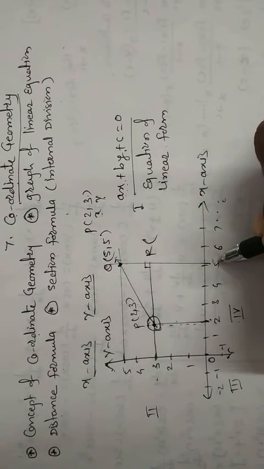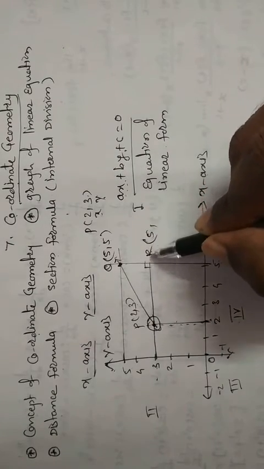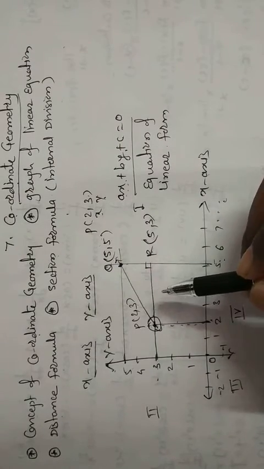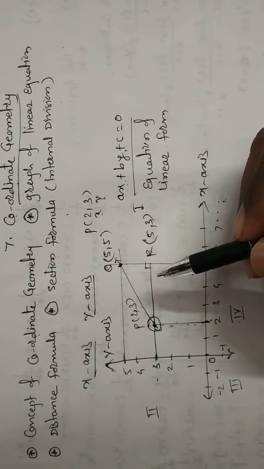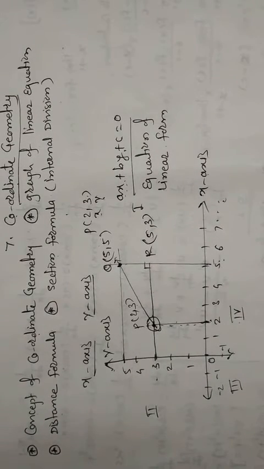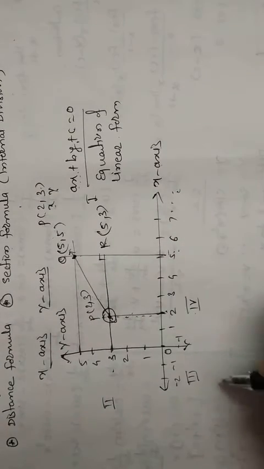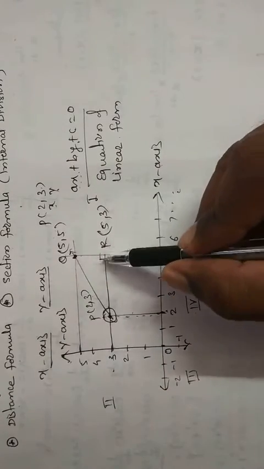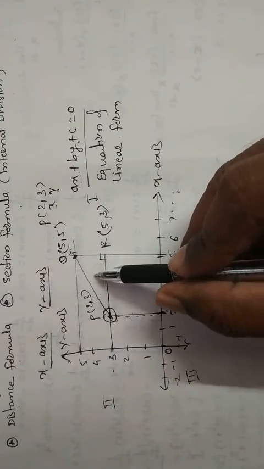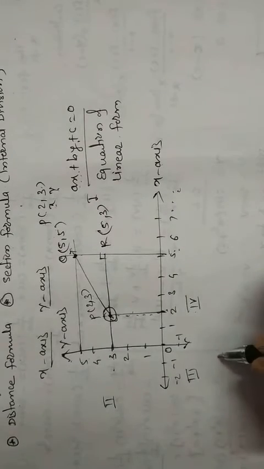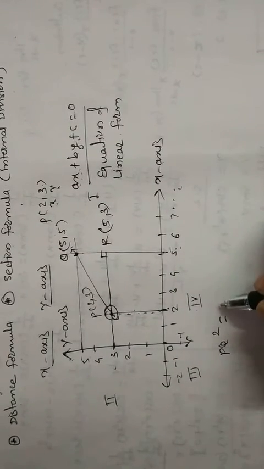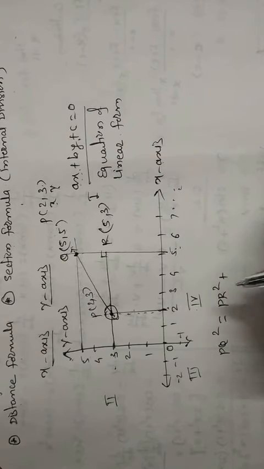So R coordinate is what? This R coordinate has x coordinate 5 and y coordinate 3. Then this PQR is a right angle triangle. Now in a right angle triangle, you know from the triangle chapter, there is the Pythagoras theorem. What is the Pythagoras theorem? It says that in a right angle triangle, hypotenuse square. What is the hypotenuse? The line opposite the right angle, that is PQ. So PQ square is equal to PR square plus QR square.